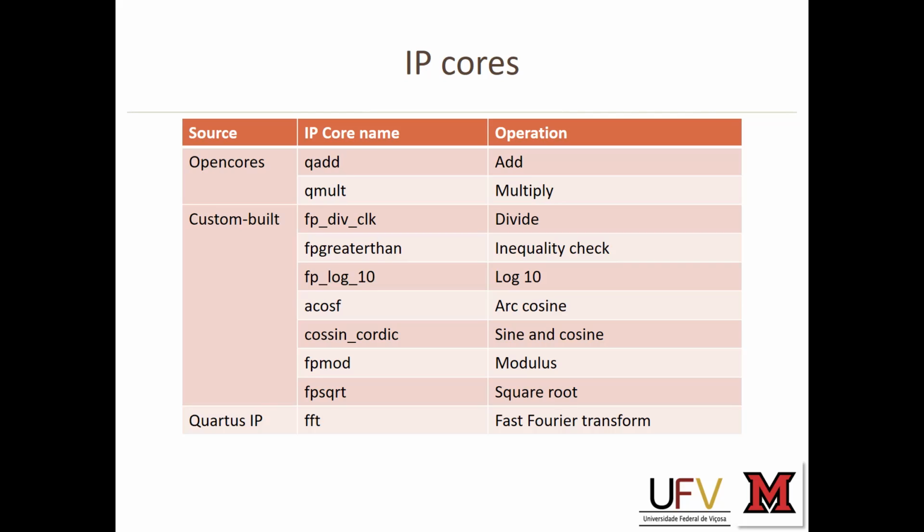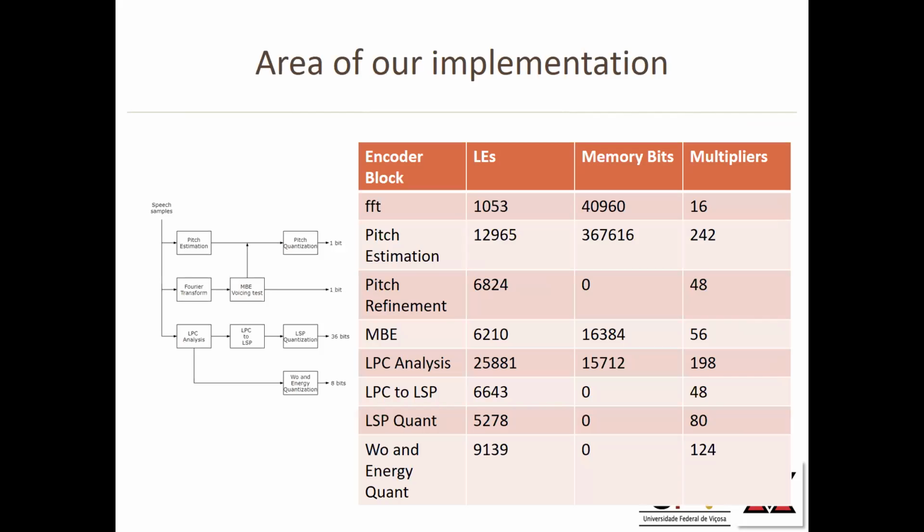And then the last one that we used from the Cortis IP or Intel IP is the fast Fourier transform. So we had to implement and test all these different functionalities. And then from there, we could implement each of the blocks.